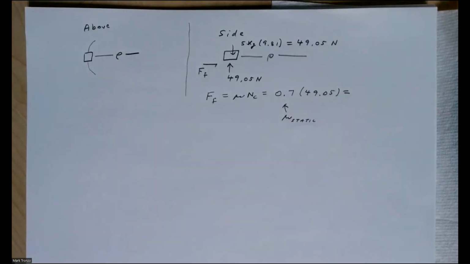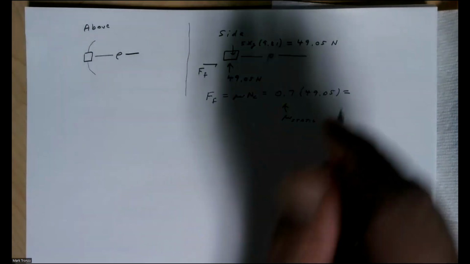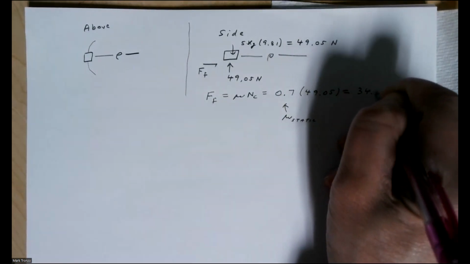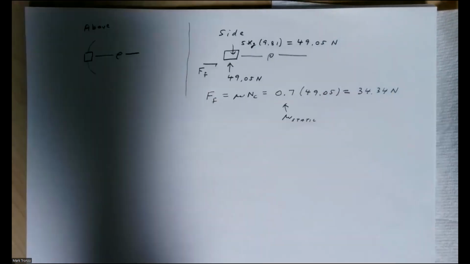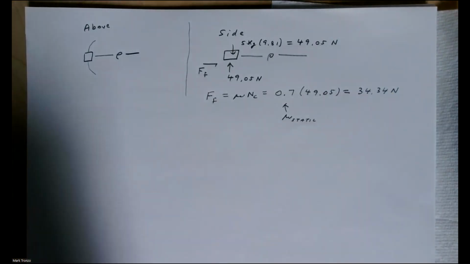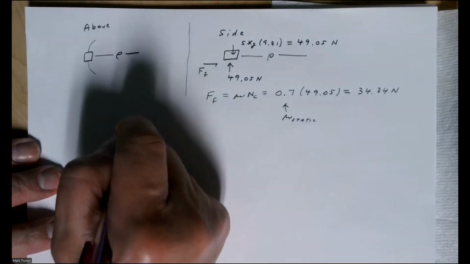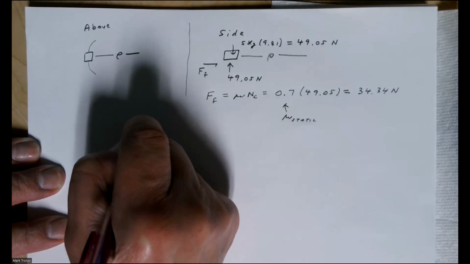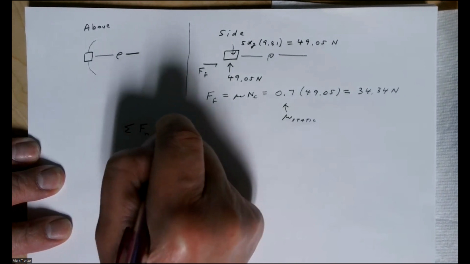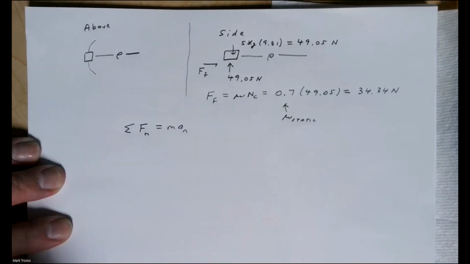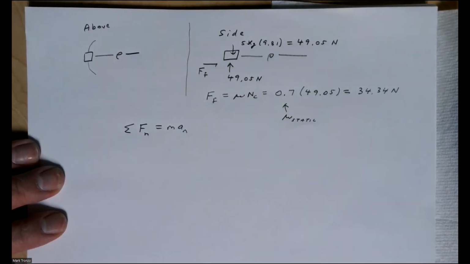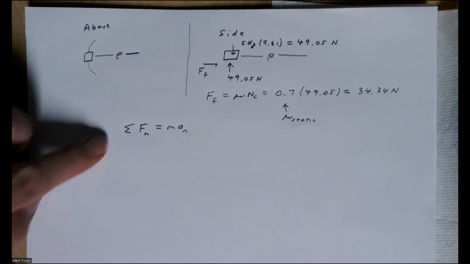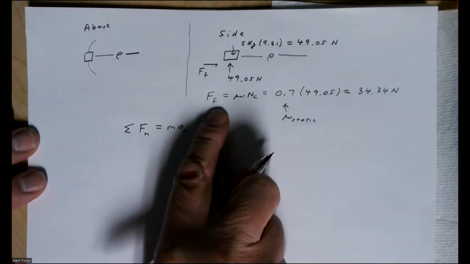And that comes out to be 34.33. And let me just round it off, 33.5 newtons, like that. So then sum the forces in the normal direction, the way we've been doing. Again, we're almost always going to do that with these rotating problems. And then the only force that we have is friction.